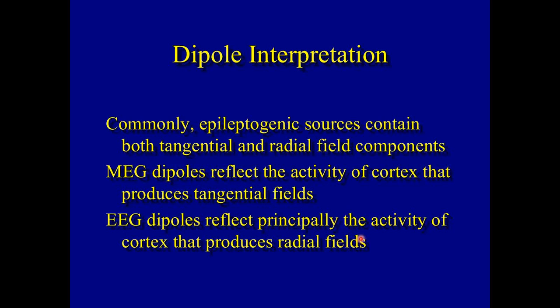Now, in these recordings that we make of simultaneous MEG and EEG, we usually find that epileptic sources contain both tangential and radial field components. MEG will reflect the activity of the cortex that produces the tangential fields. EEG reflects the activity of cortex that produces principally the radial fields.